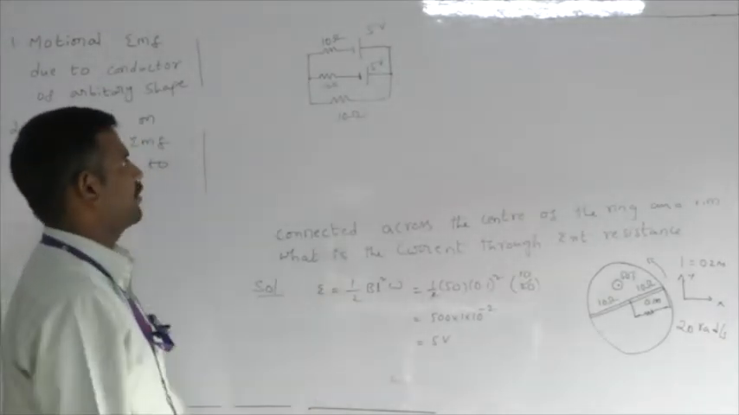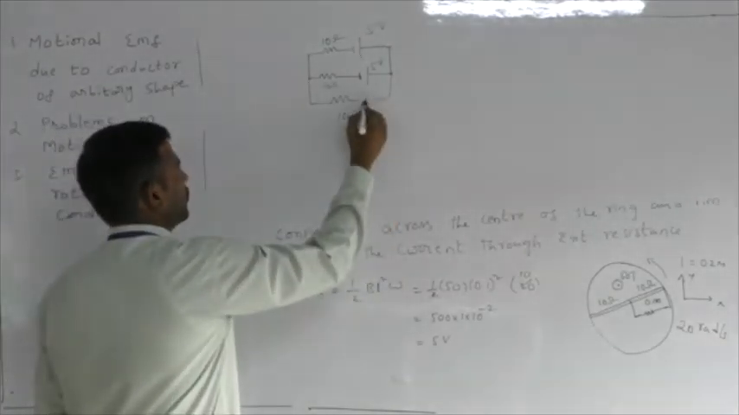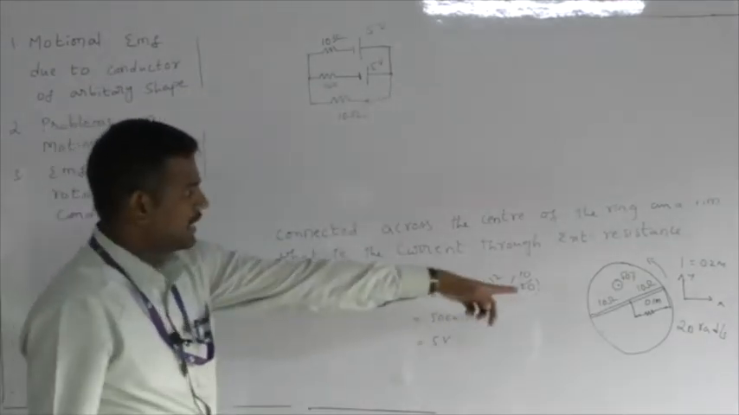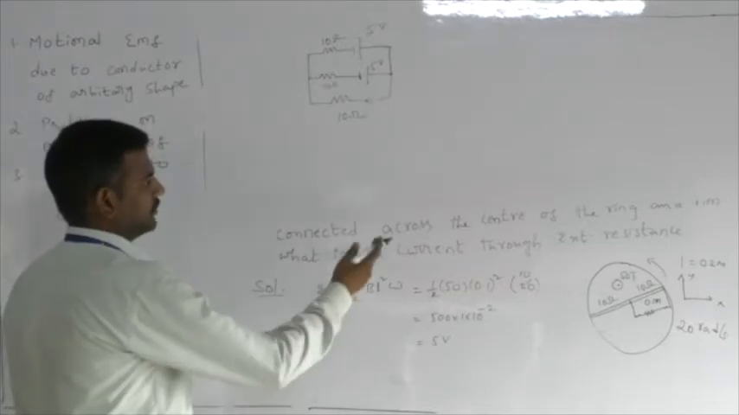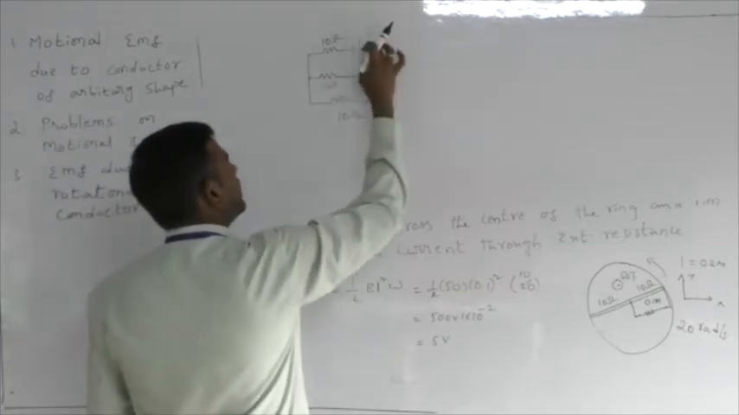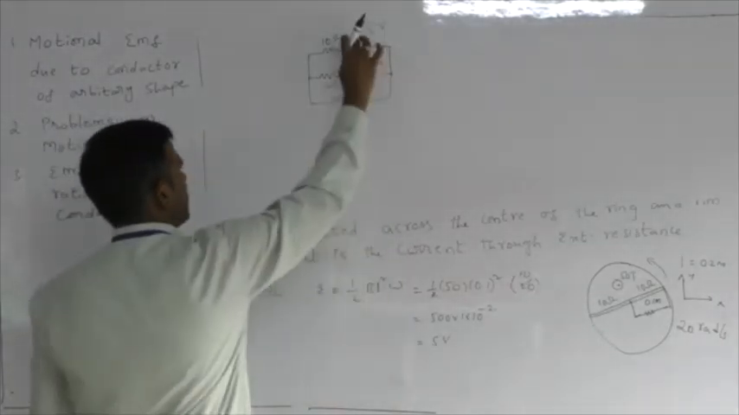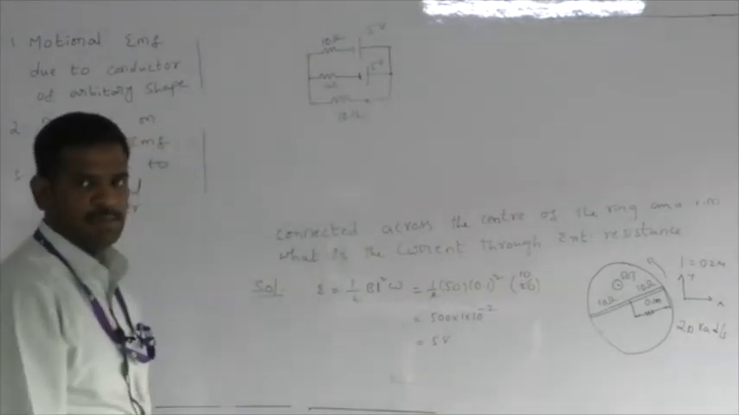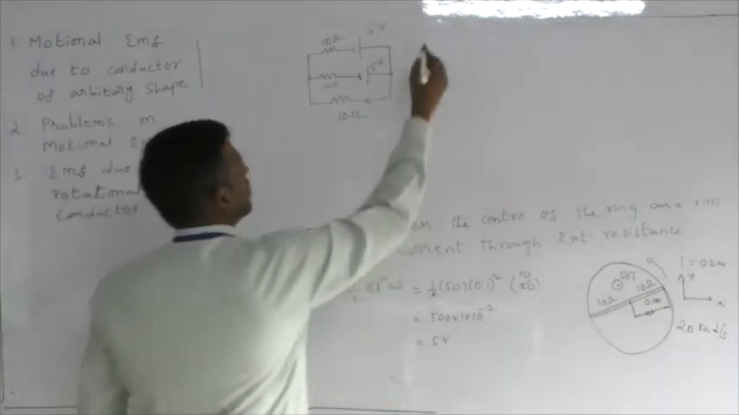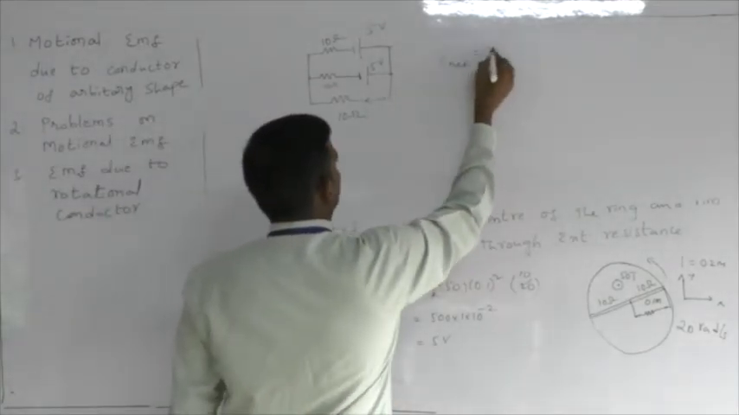Now from this we have to find out what is the current that is going through the 10 ohm resistor, which is nothing but the external resistor. Okay, so yes, let us do this one. Here these two cells have the same value, and of course they are parallel to each other. Therefore, what is the net EMF? That equals 5 volt only.